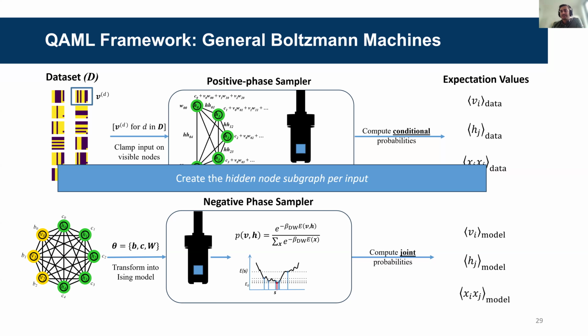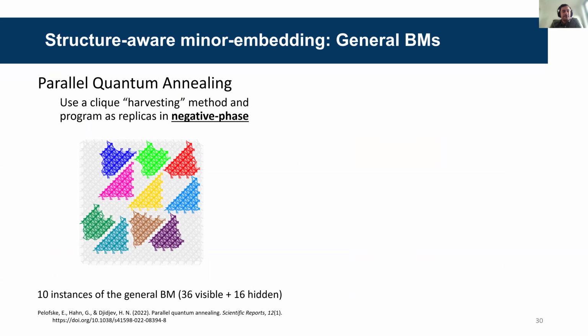So to make things faster, so that's the change in creating the hidden nodes graph. But to make things faster, we did 2 things with the embedding. So first, something that's called parallel quantum annealing in the negative phase. And that's been used previously in literature. It's nothing new. We embed and program the same model multiple times, and thus we have to get fewer reads. It helps with noise mitigation as well.